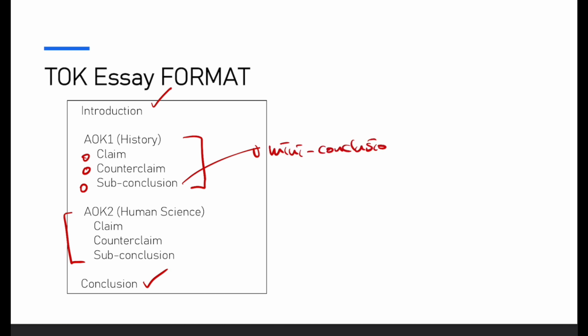Just for the first AOK, okay? And also for the second AOK, you need to have your claim, counterclaim, and sub-conclusion. And then when you're talking about the sub-conclusion or mini conclusion, you have to consider it as a development section.